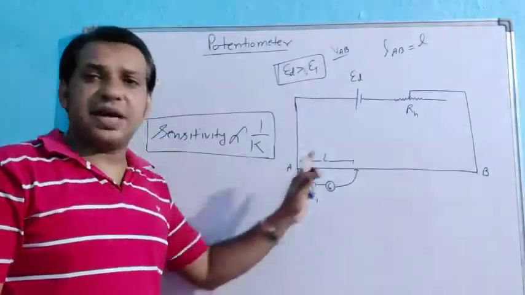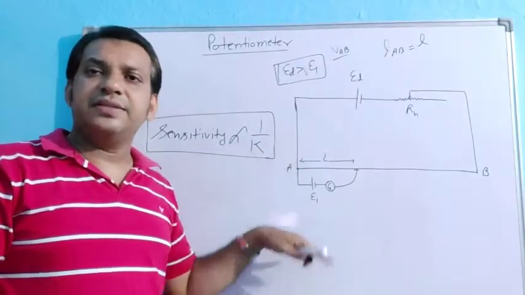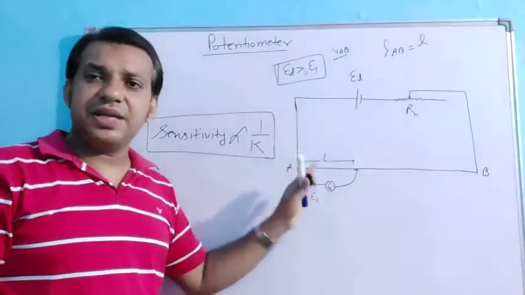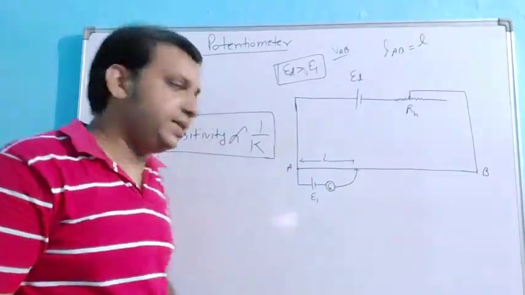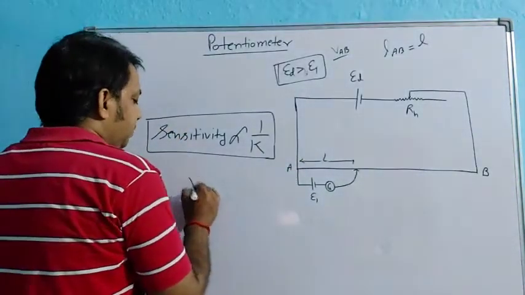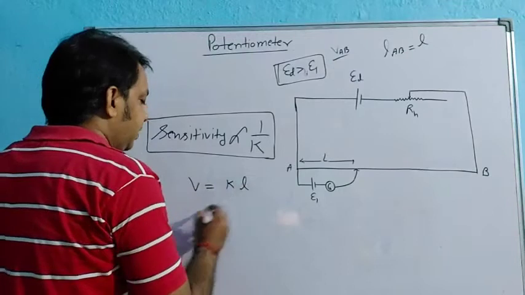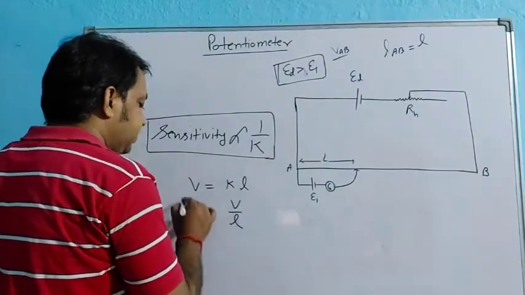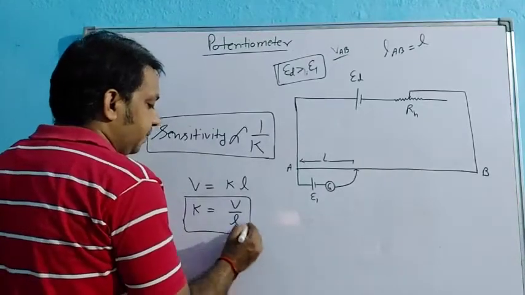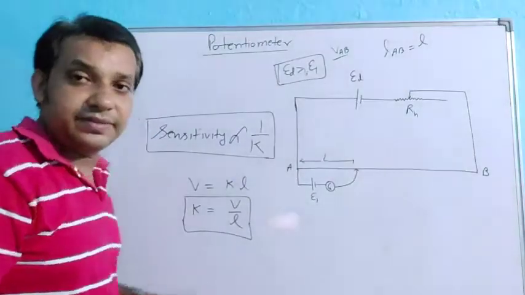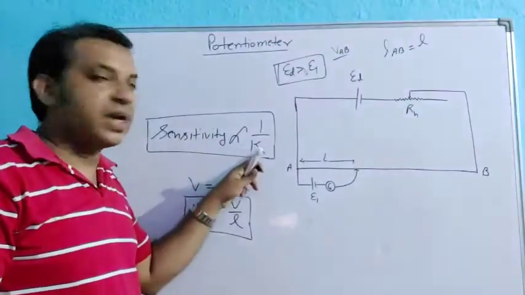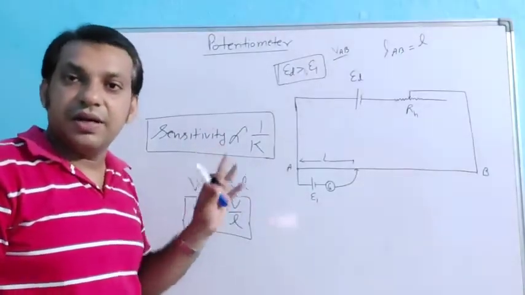That means if the question is asked like this: how can you increase the sensitivity of a potentiometer? इस potentiometer की sensitivity कैसे increase कर सकते हैं? You know that V is equal to K into L, so K is equal to V by L. So how can we increase the sensitivity? यानी sensitivity को increase करने के लिए K को decrease करना होगा.